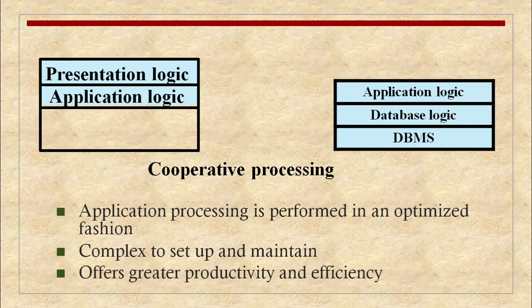Cooperative processing. Under cooperative processing, the presentation logic and application logic will be given, and on the server side all these 3 things will be active: application, database and DBMS, the database management system. The application processing is performed in an optimized fashion, though complex to set up and maintain. It offers greater productivity and efficiency.